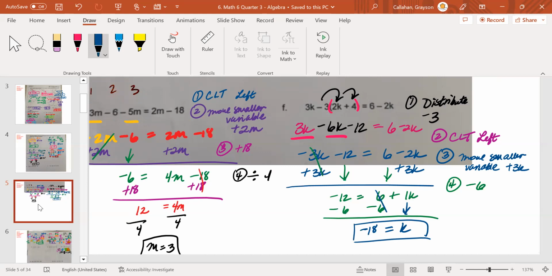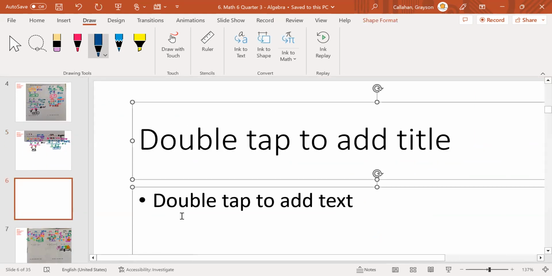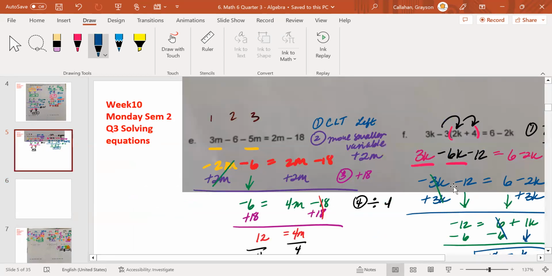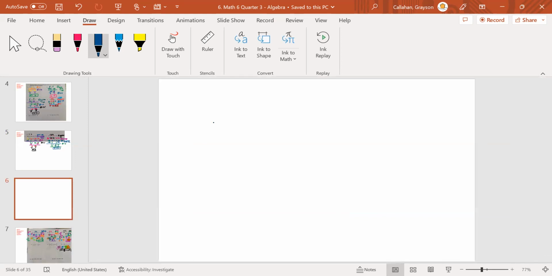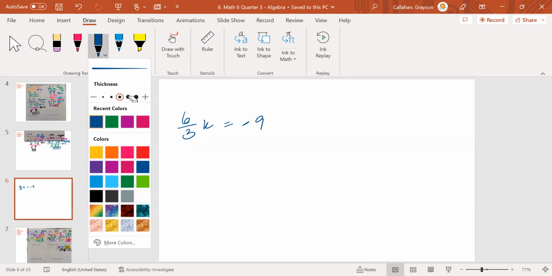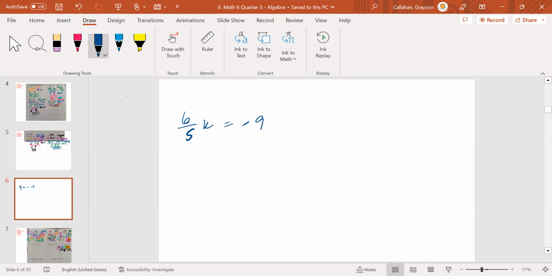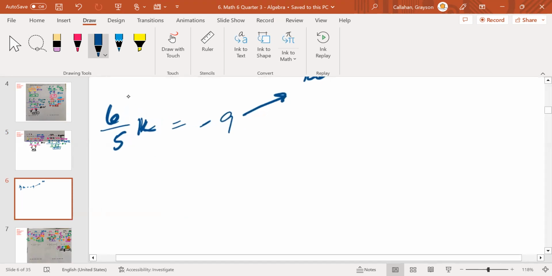One other thing that I'm going to ask you to pay attention to is reciprocal. Let's say, for example, you have something that looks like this. This is not on your paper, but I want you to take a look at it. If I have 6 over 3k equals negative 9, like that, how do you get rid of the 6 over, well, actually, let's make that 6 over 5. Let's do it that way. How do I get rid of the 6 over 5? You technically would be dividing, right? It's 6 over 5k equals negative 9.